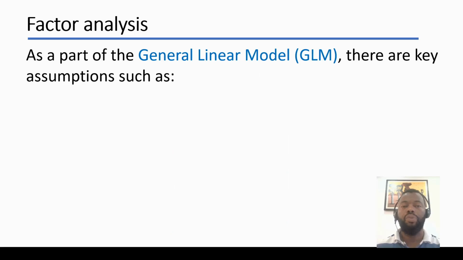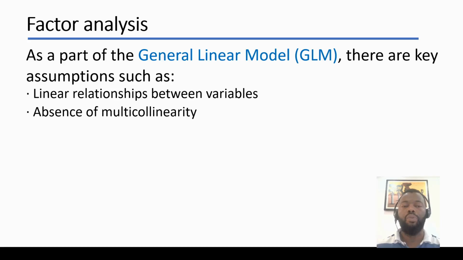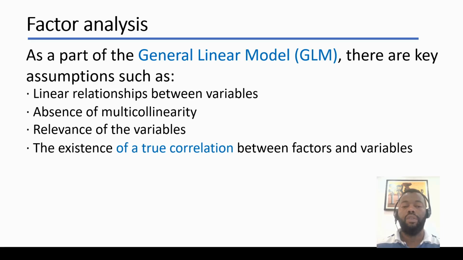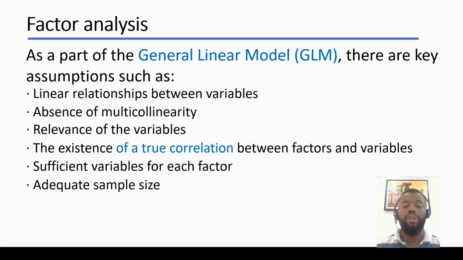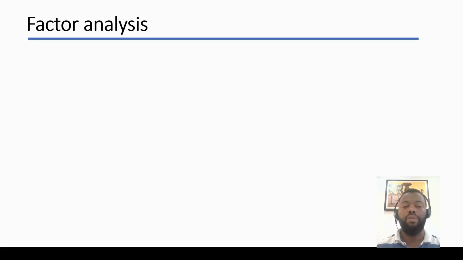As a part of a general linear model, there are key assumptions such as linear relationship between variables, absence of multicollinearity, relevance of the variables, the existence of true correlation between the factors and the variables, sufficient variables for each factor, adequate sample size, no outliers.